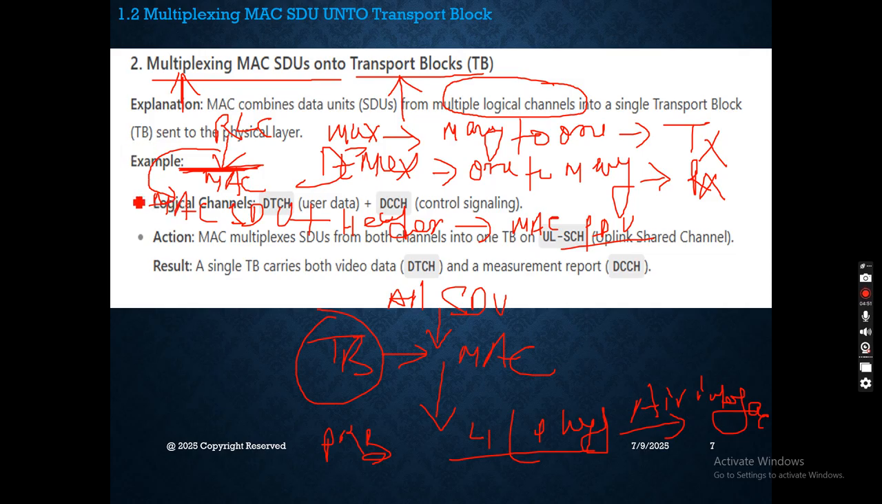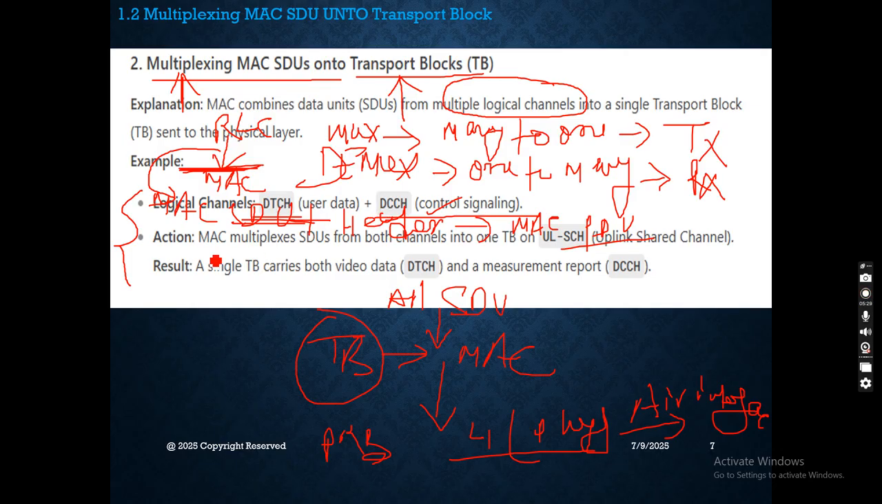Let's try to understand with the channels how multiplexing triggers into one TB. When we talk about logical channels, we have the dedicated traffic channel, which carries the user data, and the dedicated control channel, which is responsible for carrying the control signaling. So now we have control signaling and user data, and the logical channel carries them because it is responsible for what needs to be transmitted: signaling and user data.